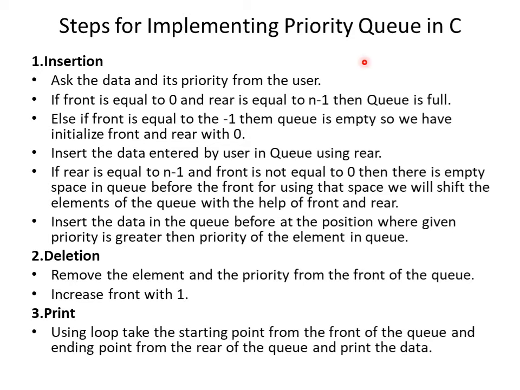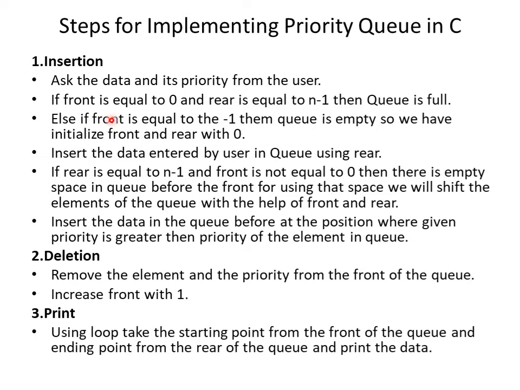What are the steps to implement a priority queue using C functions? First, for inserting, ask for the data and its priority from the user. If front is equal to 0 and rear is equal to n minus 1, then it shows that the queue is full. It is the same concept which we have used in normal functions, meaning the normal queue.